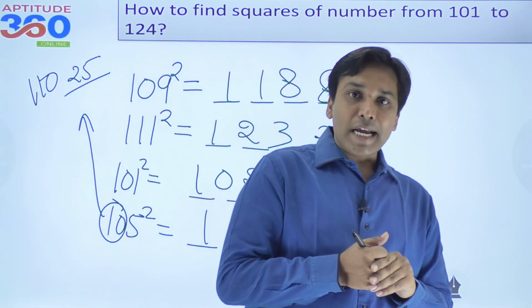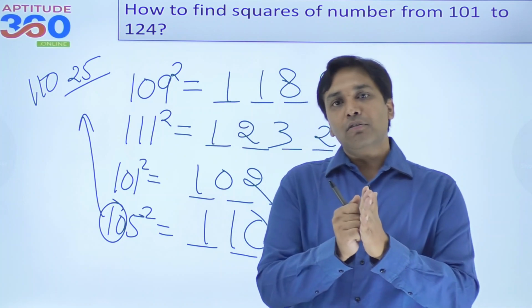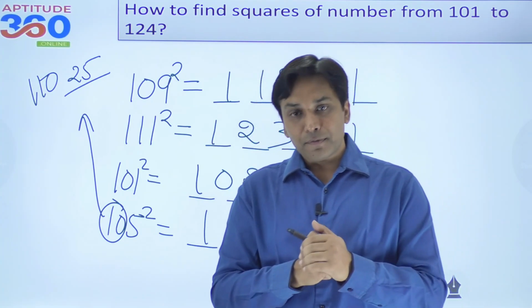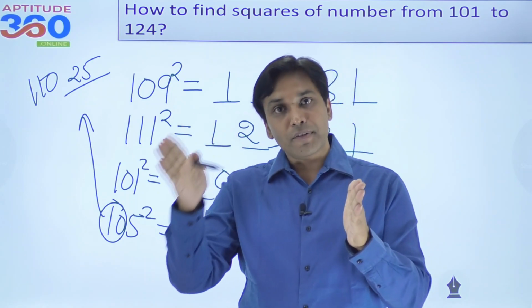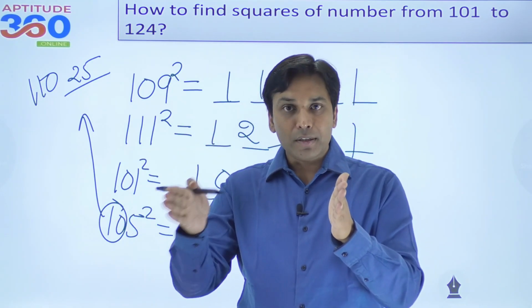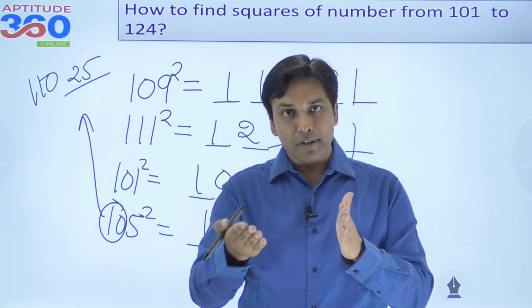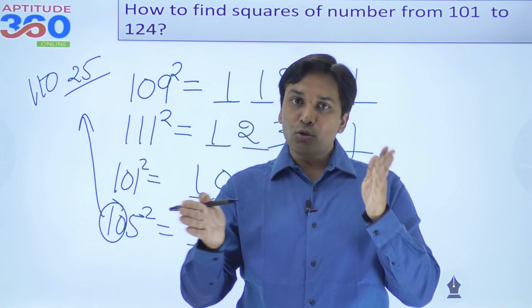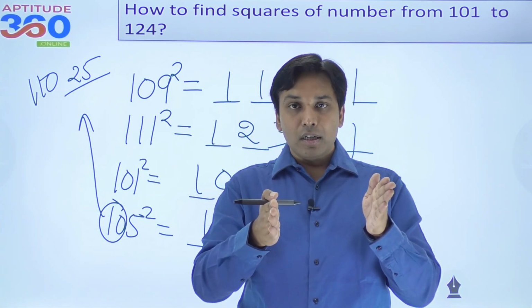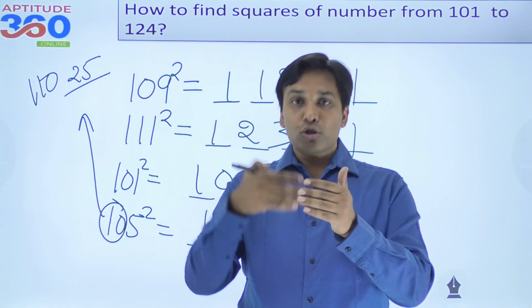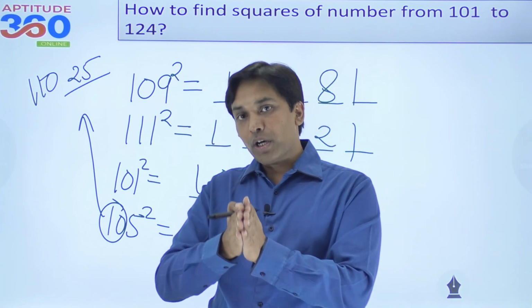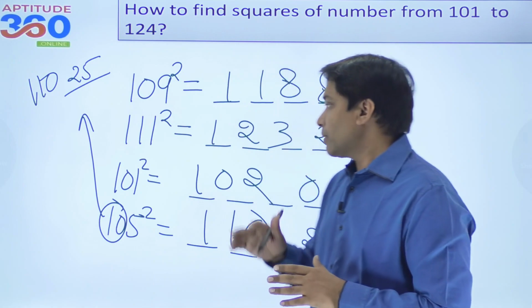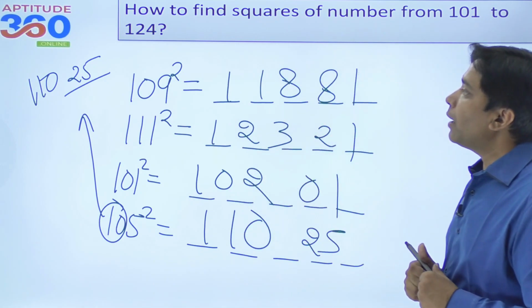So what are we understanding? We're understanding that we need to remember 1 to 25 squares, and then from 26 to 75, we know there is a method, 50 negative x, 50 positive x. In order to find out 75 to 125, what did I say? For 75 to 100, it is 100 minus x, and for 101 to 125, it has to be plus. That method is pretty simple.